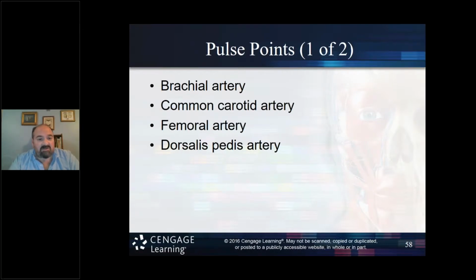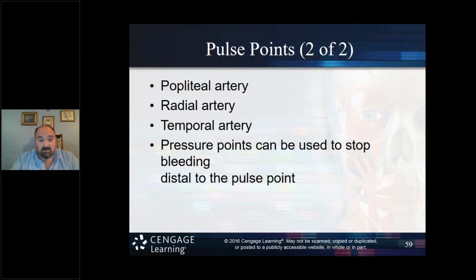So brachial, right? For the brachial artery, you'll see it's more medial. Common carotid, femoral in the inguinal region. Dorsalis pedis would be the dorsum surface of the foot. Popliteal would be in the posterior aspect of the knee. The radial artery is easily palpated near the thumb, right? Temporal arteries, right? You can just place your fingers on the temporal region, and you can feel a pulse. Pressure points can be used to stop bleeding distal to the pulse point.